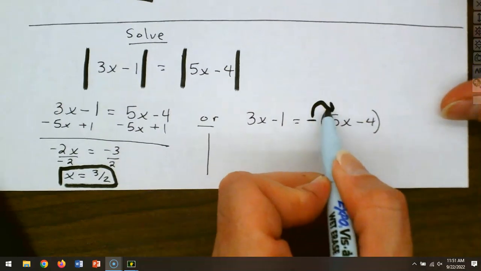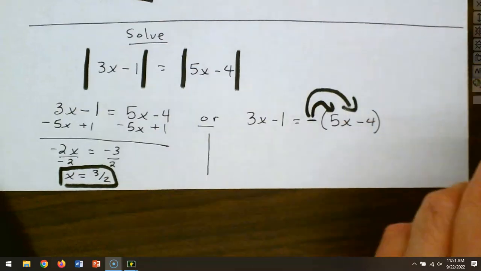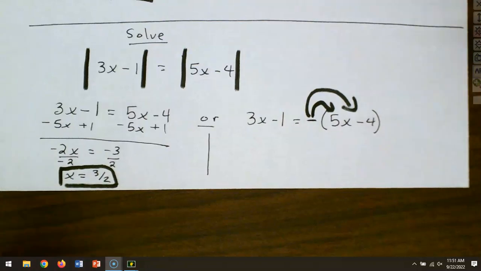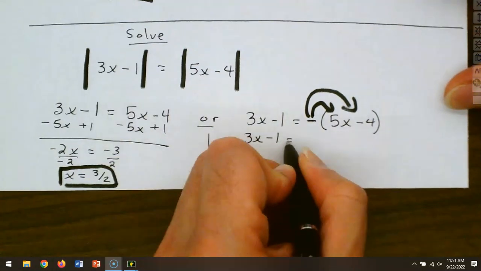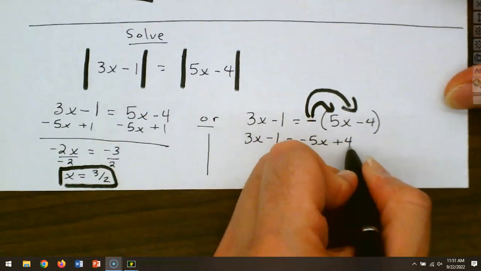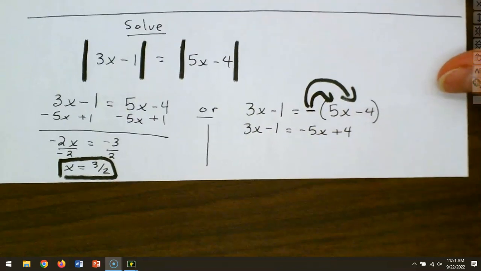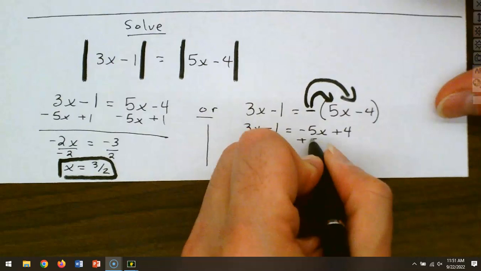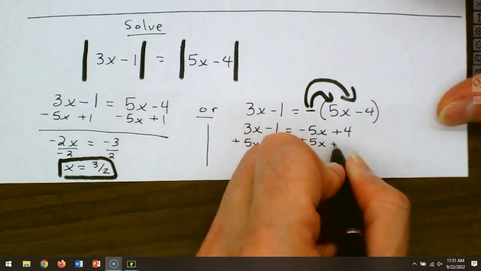Be careful here and make sure you distribute that negative through, because that's going to change all of your signs on the right. So we need to do that. And that gives you 3x minus 1 equals a minus 5x plus 4, doesn't it? We distributed it through. Now we're going to add 5x to each side and add 1 to each side.